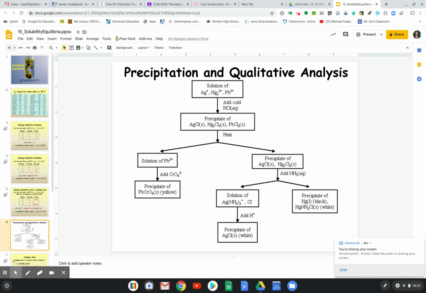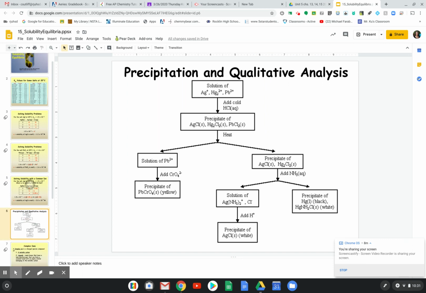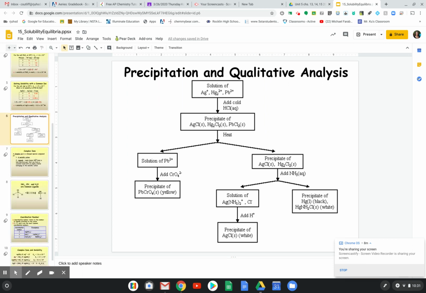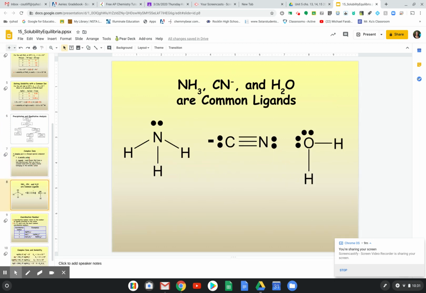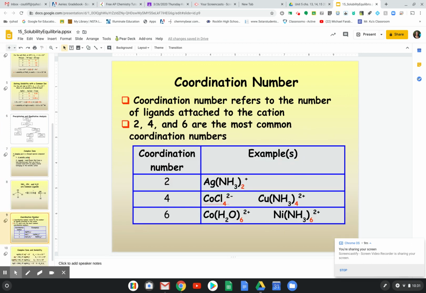Now, this next slide, we are not really dealing with at all because they have gotten rid of this particular information for a lab that used to be done. So I'm going to skip over this slide. I'm also going to skip over complex ions. They are not addressed anymore on the AP exam. So this slide is not addressed, nor is this slide.